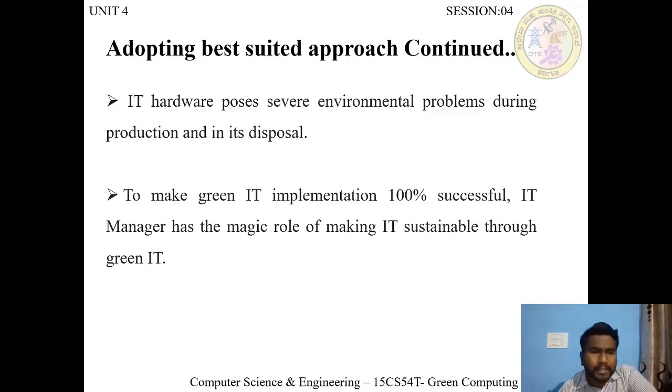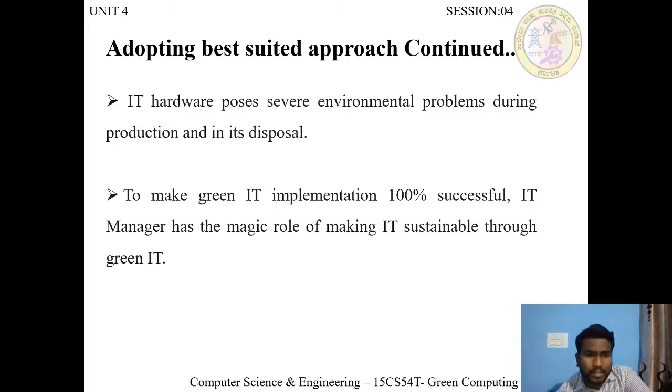In simple ways, the IT manager motivates employees regarding simple usage of computers and peripherals, like switching off the monitors when you are going for a coffee, or when you are not in your cabin, you can switch off your light and the ACs. That's a simple way of saving a lot of power, which is very badly needed.